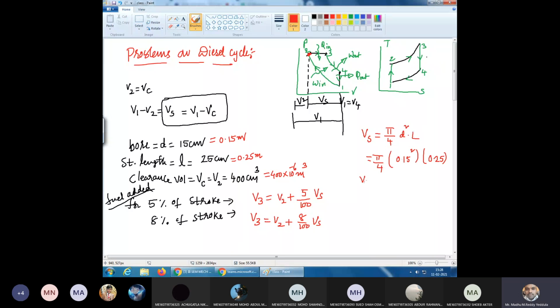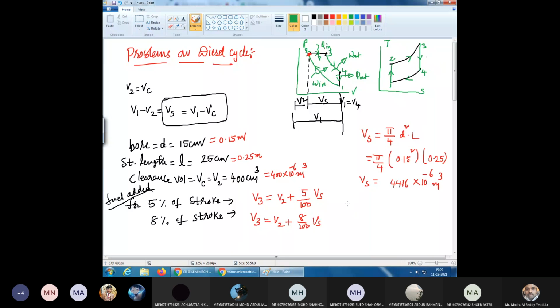So you will get swept volume or stroke volume equal to 4416 into 10 power minus 6 meter cube. This is the swept volume. Okay. Now, after getting swept volume, now what is the rho?